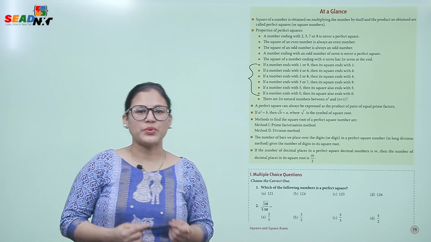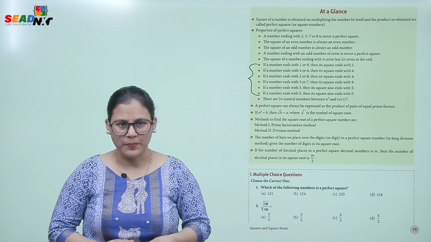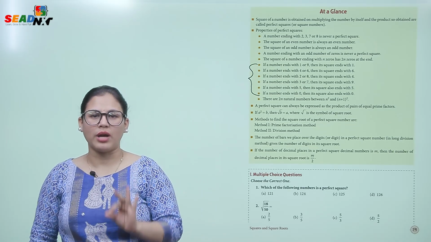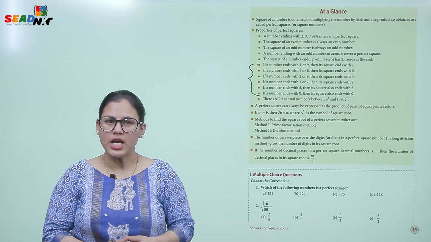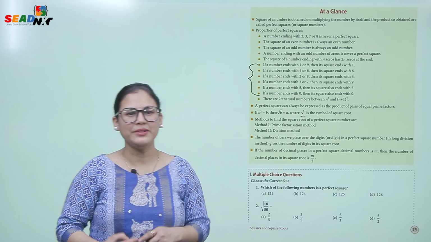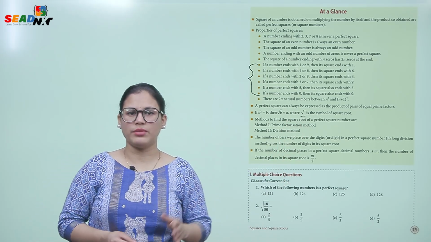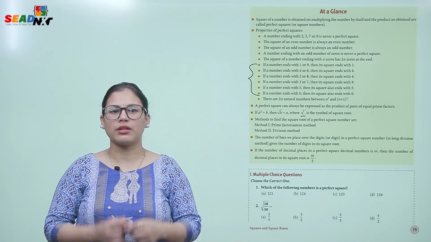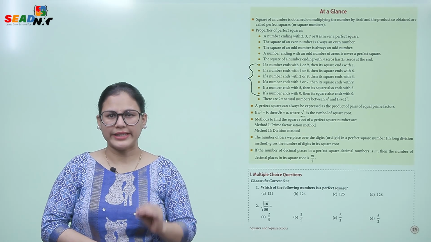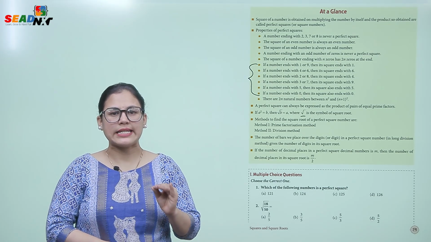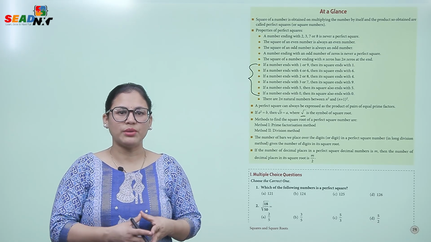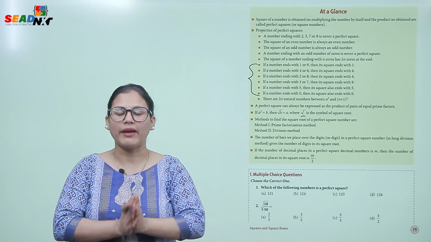There are two natural numbers between n square and n plus 1 square. A perfect square can always be expressed as a product of pairs of equal prime numbers. If a square is equal to b, then square root of b is equal to a, where this is the symbol of square root. You know that very well. The methods to find the square root of a perfect square number are method 1, prime factorization method, and method 2, division method. The number of bars we place over the digits in a perfect square number in the long division method gives the number of digits in its square root. If the number of decimal places in a perfect square decimal number is m, then the number of decimal places in its square root is m by 2.